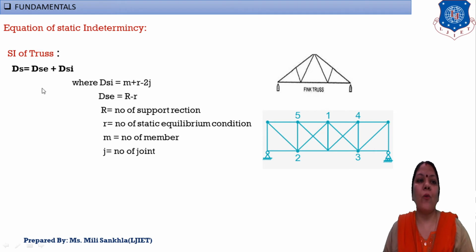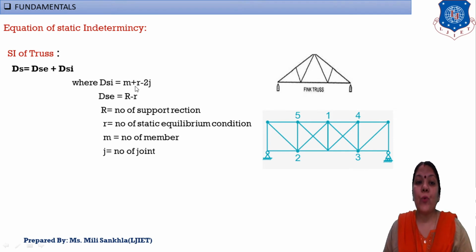Now SI of truss, again the notation is equal to DS. In DS, DAC plus DSI. DSI is equal to our external indeterminacy and DAC is equal to our internal indeterminacy. DAC is common, that is capital R minus small r. Again, repeat: R is equal to the number of support reactions and small r is equal to the static conditions. But DSI is changed.